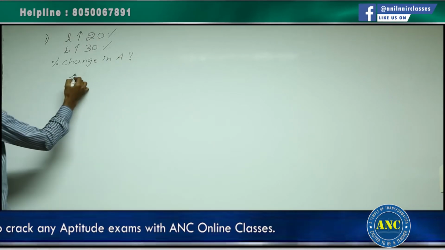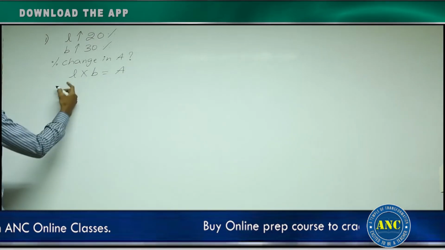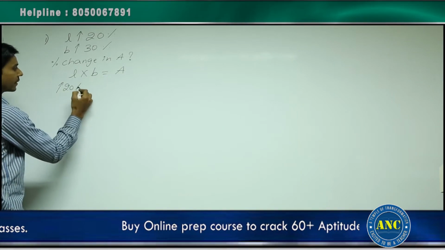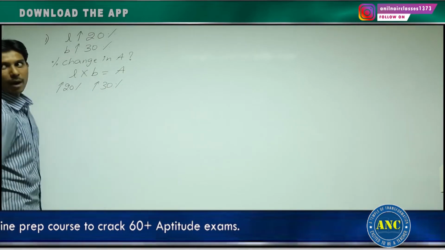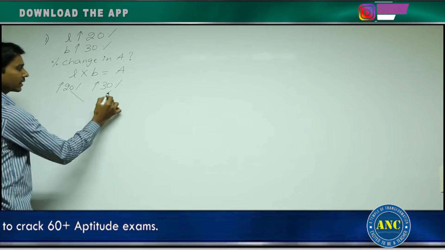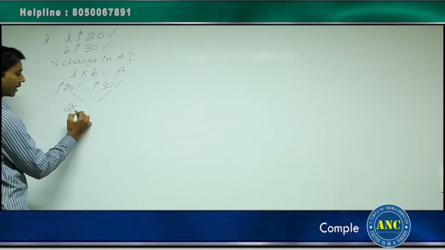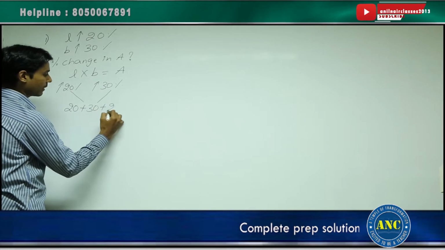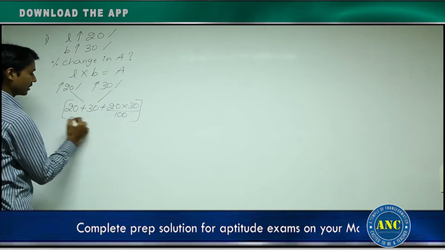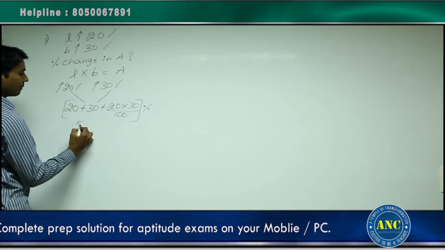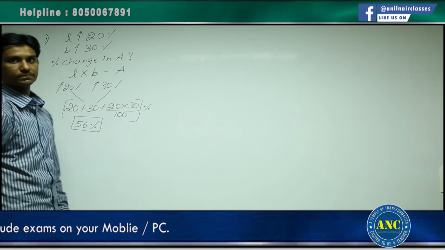See here. Length into breadth is equal to area. Length increases by 20%. Breadth increases by 30%. Two percentage changes are there, so apply successive percentage. What is successive percentage? A plus B plus A into B by 100%. So this becomes 20 plus 30 plus 20 into 30 divided by 100%. If you simplify this, you will get 56%. Percentage change in the area of the rectangle is 56%.